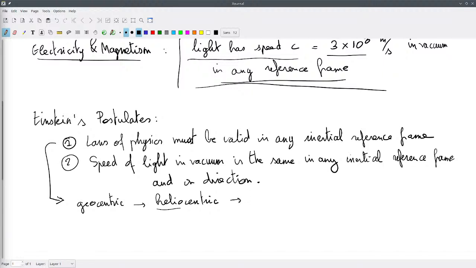And now with Einstein's postulates, we're essentially saying that not even the sun is special. The sun is just one reference frame out of many, infinitely many, and it's not preferred over any of the other reference frames. Any inertial reference frame should be able to describe all of our physics. So there's nothing special about the sun. There's nothing special about the Earth. Any reference frame should be able to describe the same physical laws.